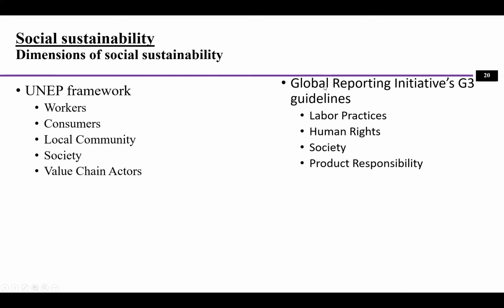And Global Reporting Initiative, so the GRI is another agency that provided guidelines on how to report social sustainability for companies, and they look at those 4 aspects: labor practices, human rights, society, and also product responsibility. So this is another one. These are the two common guidelines or frameworks.